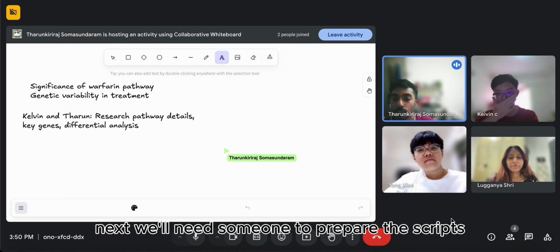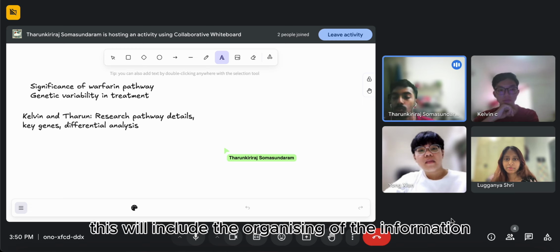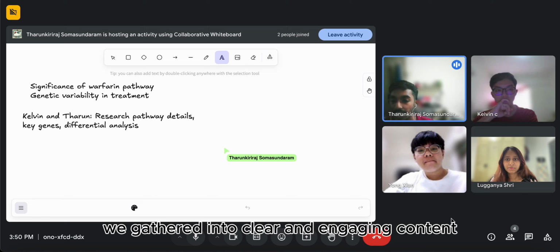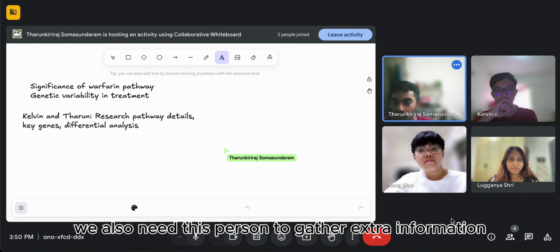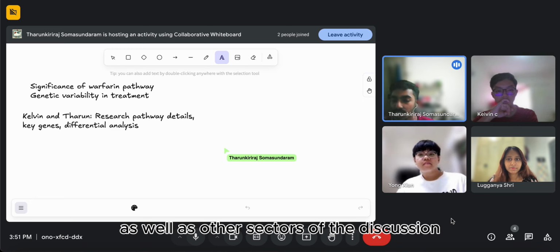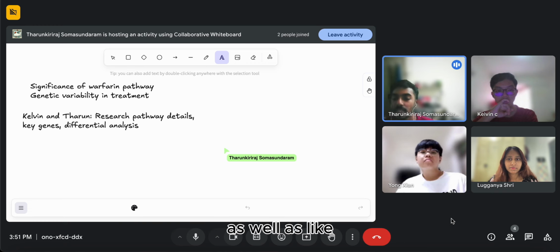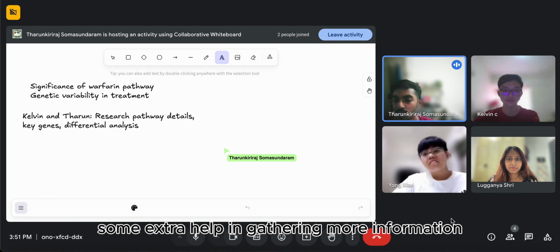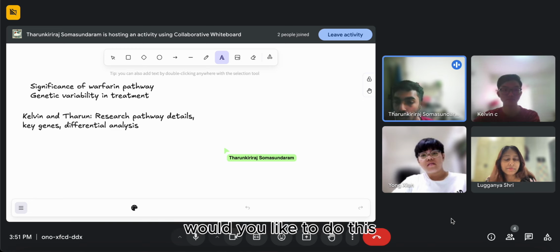Next, we'll need someone to prepare the scripts for the videos. This will include organizing the information we gather into clear and engaging content. We also need this person to gather extra information on the pathways and its components, as well as other sectors of the discussion, so that all the information collected can be connected in a smooth manner, as well as some extra help in gathering more information. Lunya, how about you? Would you like to do this?